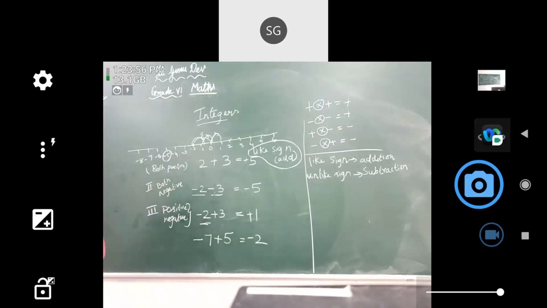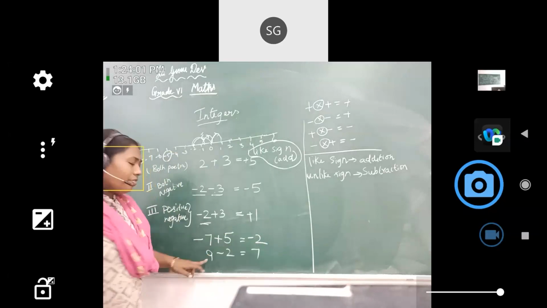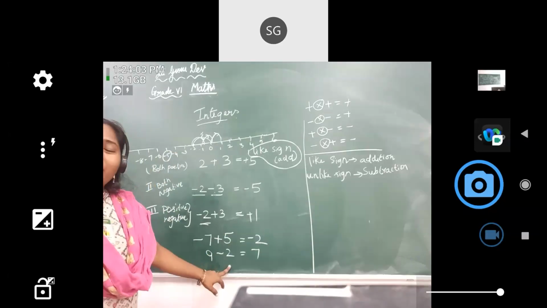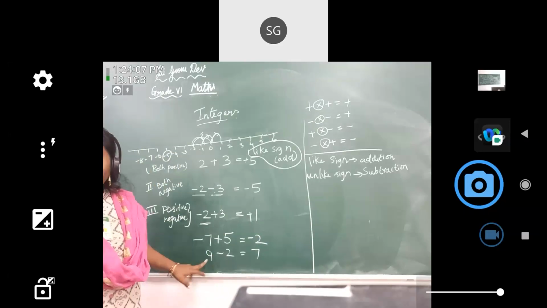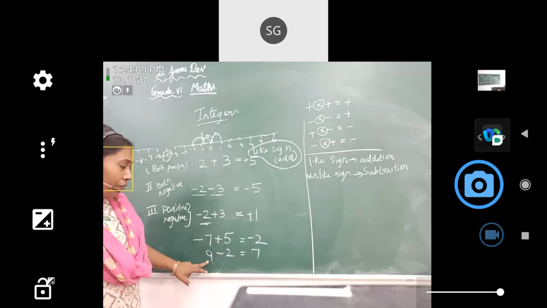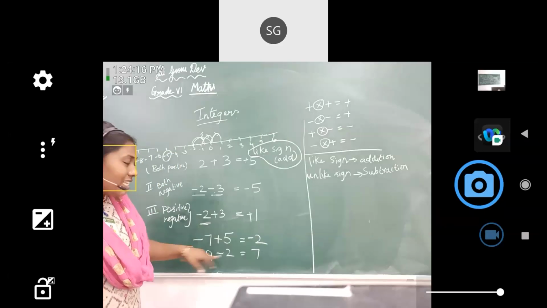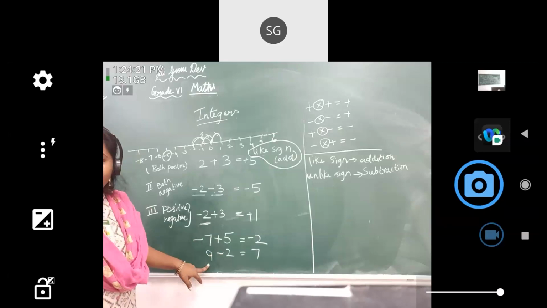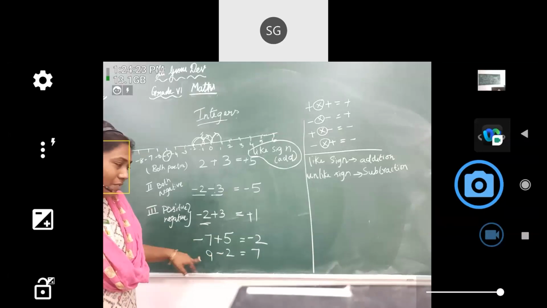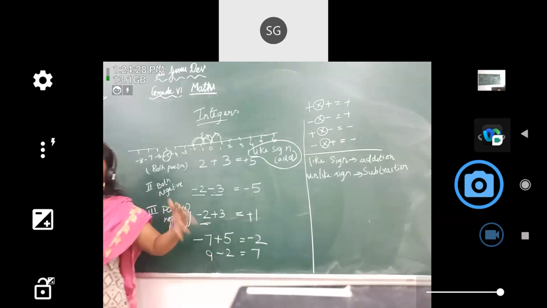That's all. And in this scenario, 9 minus 2, this we know. We have done this earlier. This is positive and this is negative, unlike sign. So if we get a problem like this, we will do subtraction. Here positive is more, 9 is the bigger number, and the sign of the bigger number is positive. That's why it is plus 7. See, without learning integers, without knowing the concept, we are doing this.